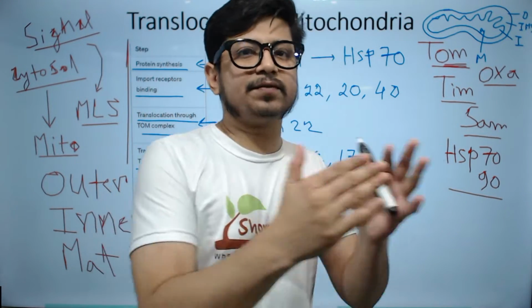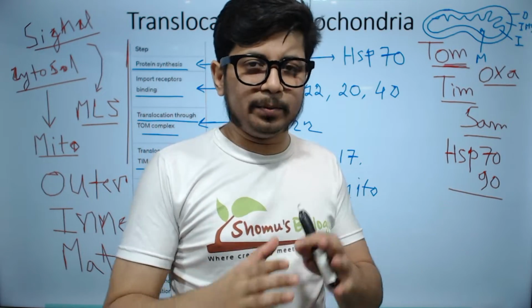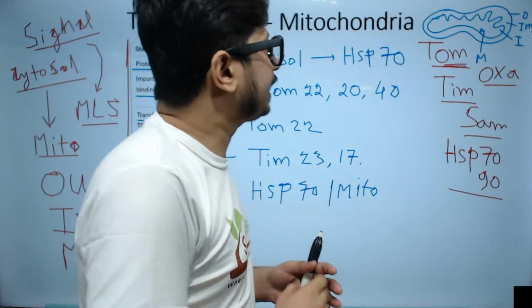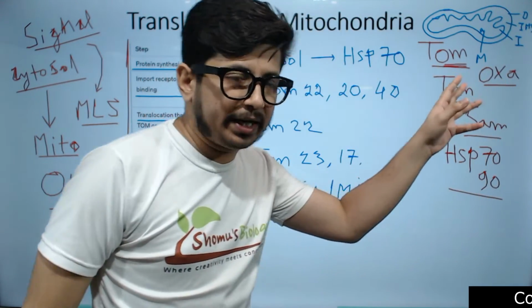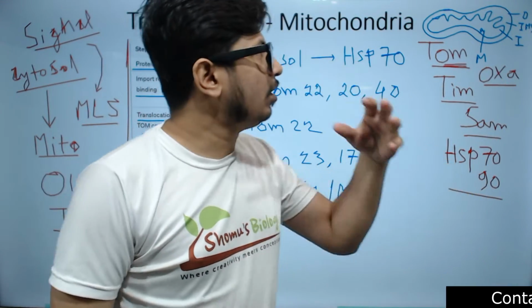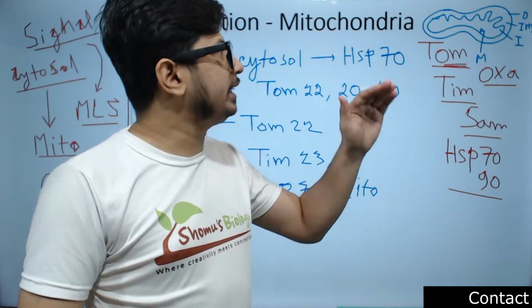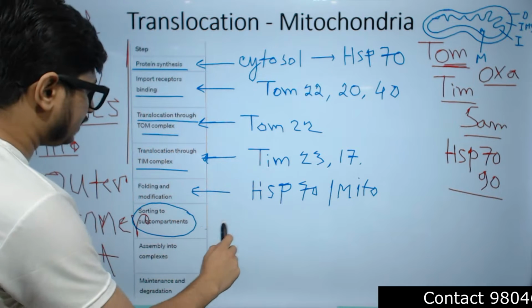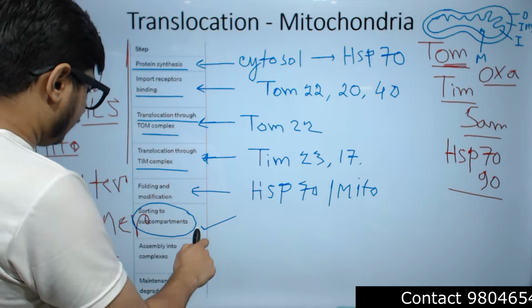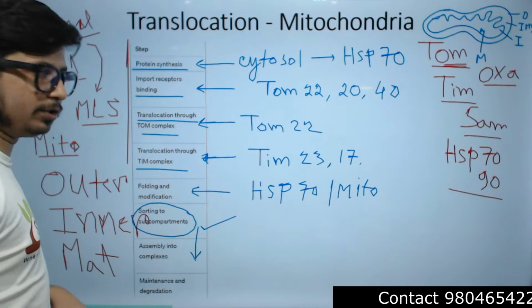So the proteins transferred inside mitochondria are destined to be delivered to different compartments. It can be delivered into the outer membrane, or embedded in the inner membrane, or delivered to the matrix, or it can be transported inside the intermembrane space. So this further compartmentalization is done. Right after the compartmentalization, there will be assembly into complexes.